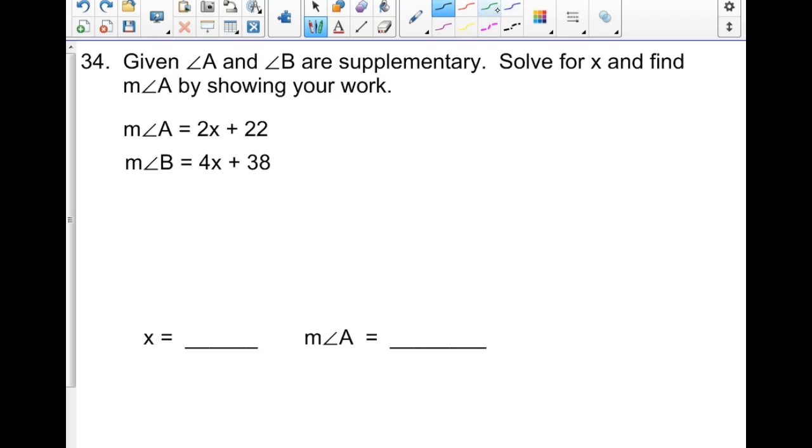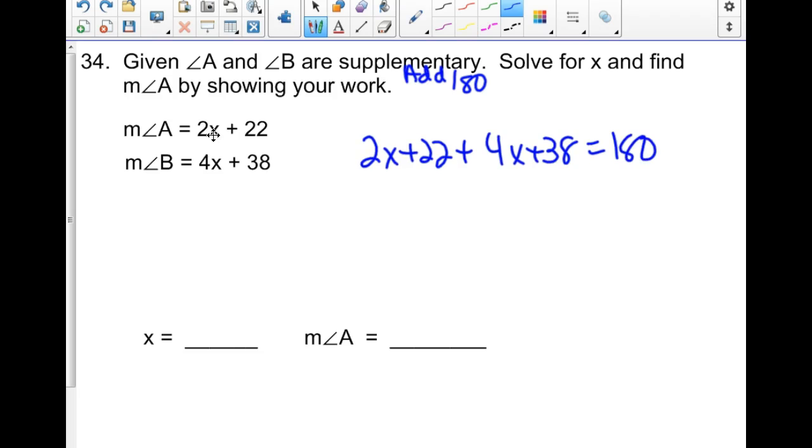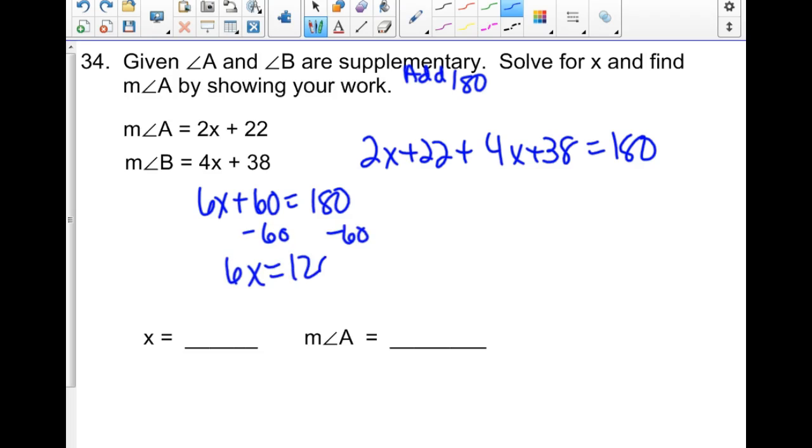Given angle A and B are supplementary, that means they add to 180. So these are going to be added. 2x plus 22 plus 4x plus 38 equals 180. You could have even added vertically here, 6x plus 60 equals 180, which is what this simplifies to anyway. Subtract 60 from both sides, we get 6 times x equals 120. Divide both sides by 6, x would be 20. And then substitute back in 2 times 20 plus 22 to get the measure of angle A. 40 plus 22 would be 62.